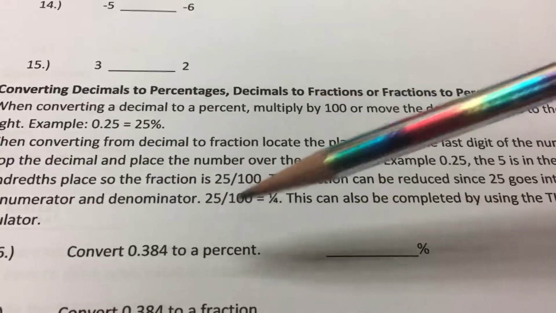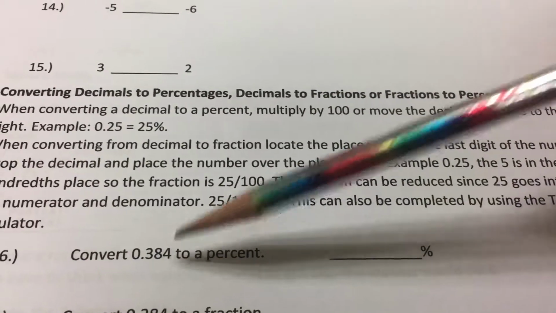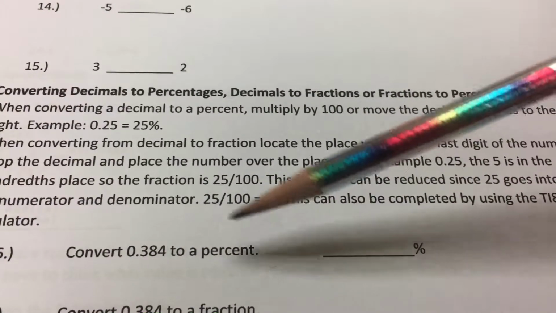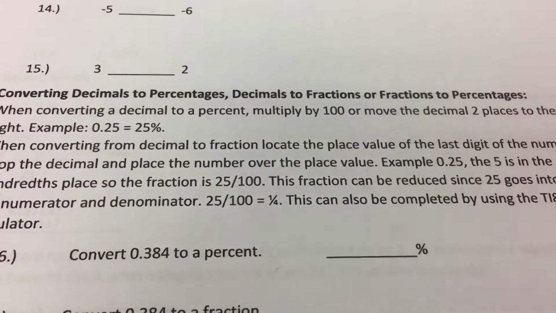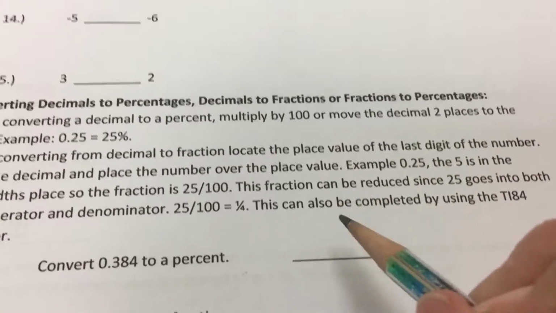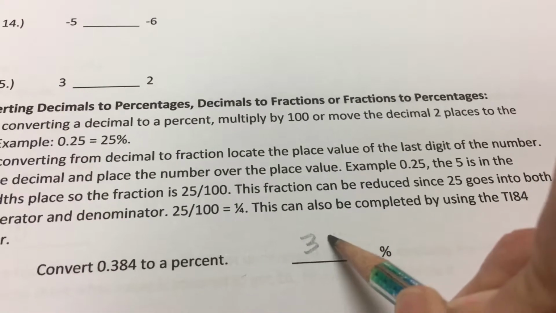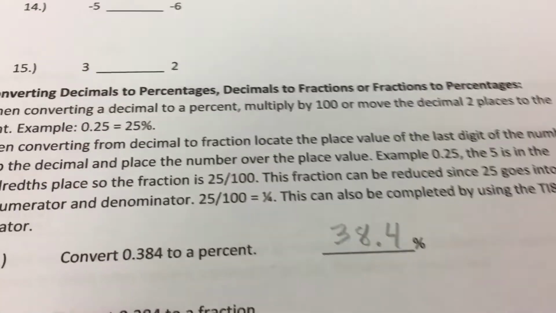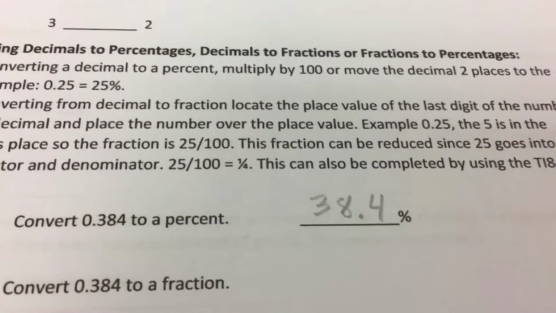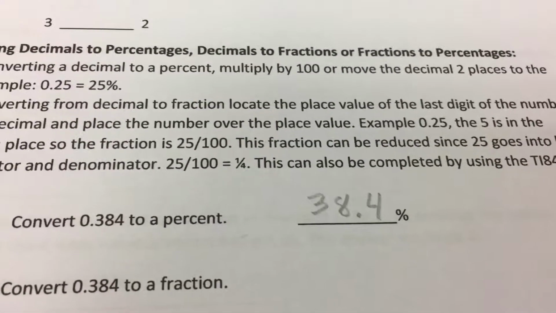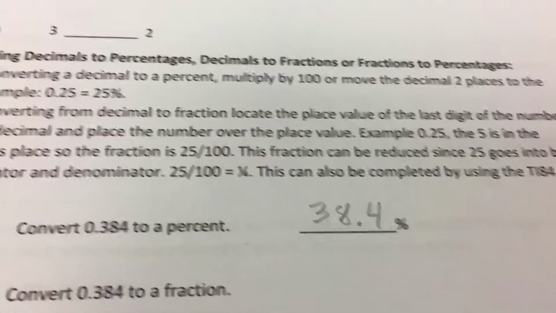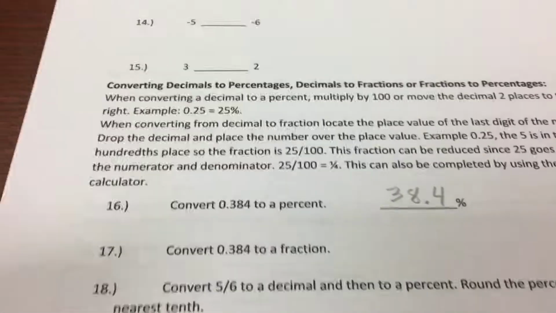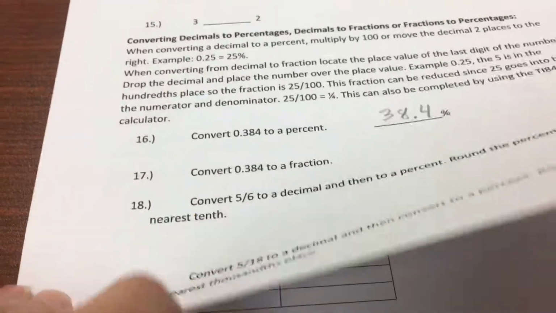So for instance, if I'm looking at 0.384 and I want to convert to percent, I move my decimal 2 places and I would have 38.4%. Okay. Now, if they do not give you a percent sign, then you have to write the percent sign. If they do, you just write the number in the blank. So, convert all those decimals to percents.